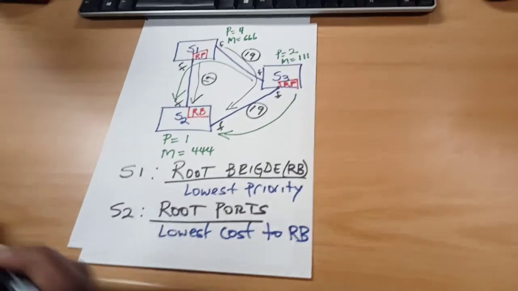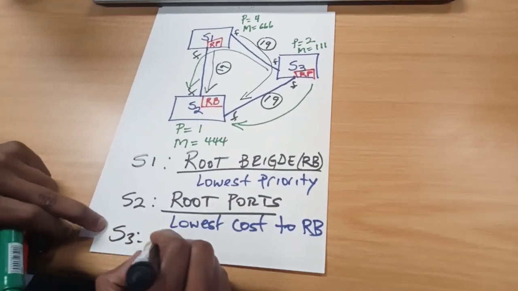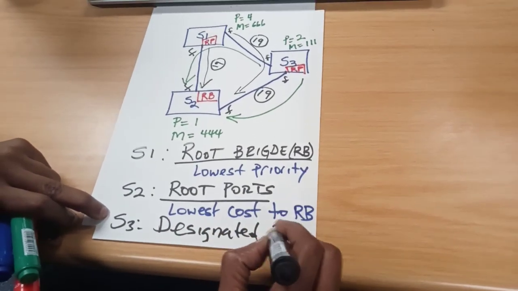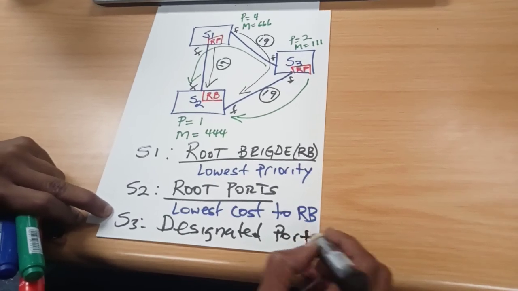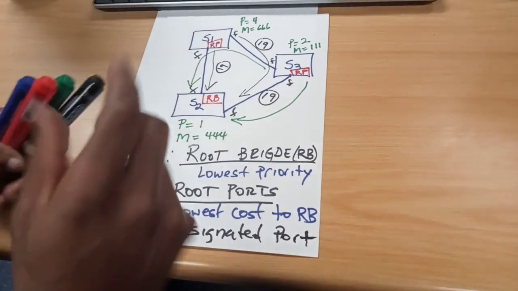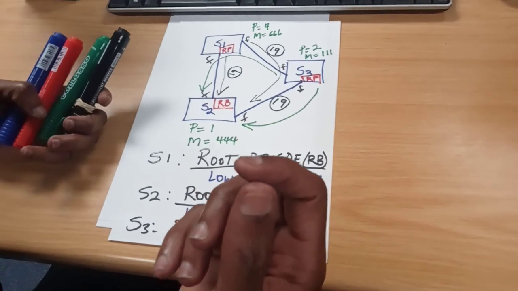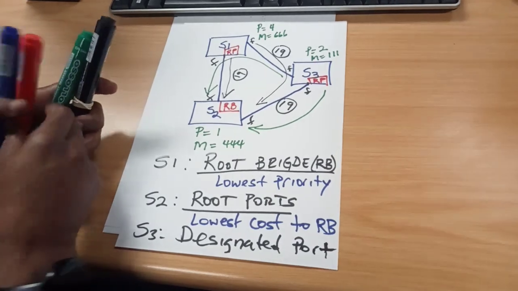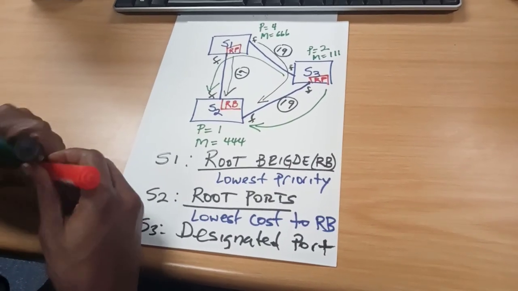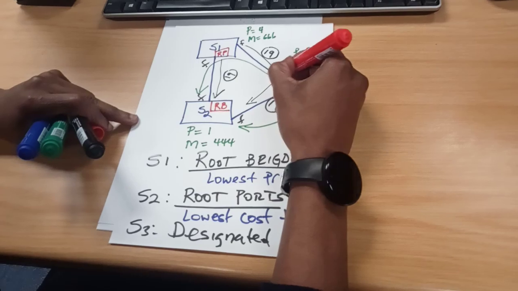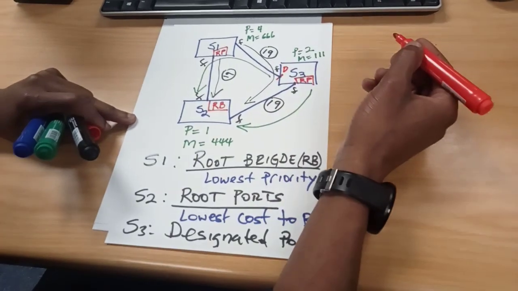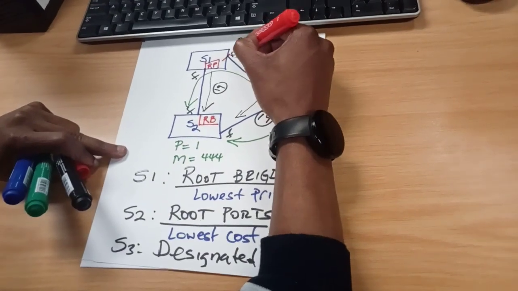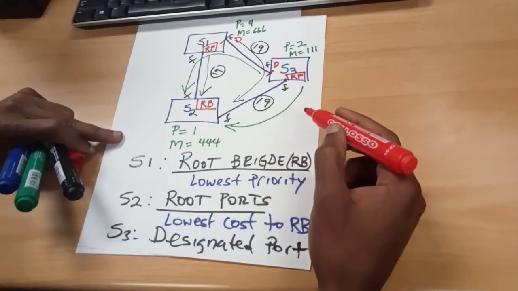Step number 3, you must determine your designated port. Your designated port, you cannot even think about it. It's going to come automatically. So this port here is going to be your designated port, and this one here is going to be your designated port.